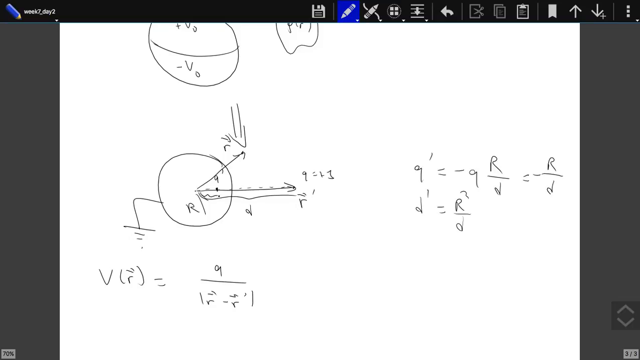This is D. This is D prime. Well, just the definition. I mean, how do we derive these? We can discuss it after this problem. So how do we find the image charge?